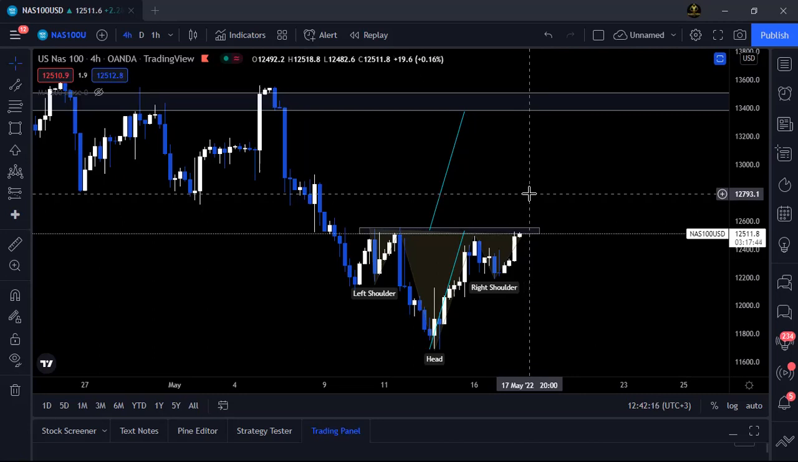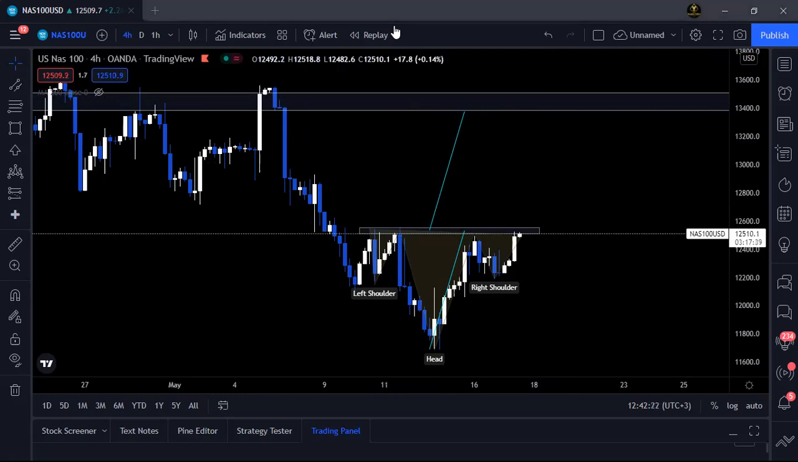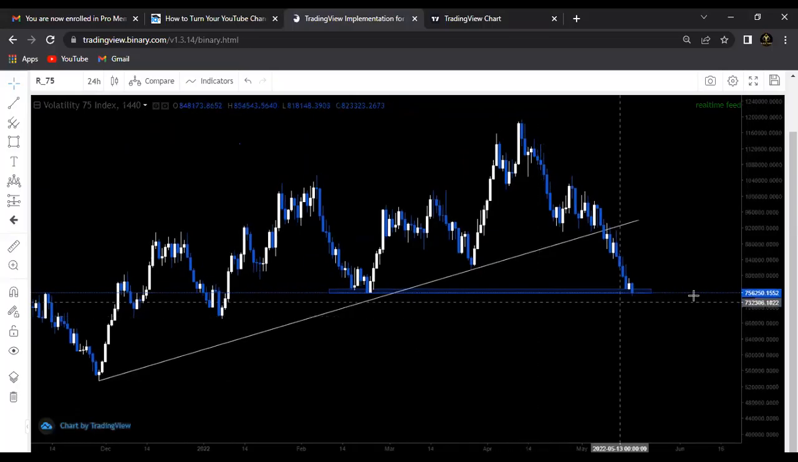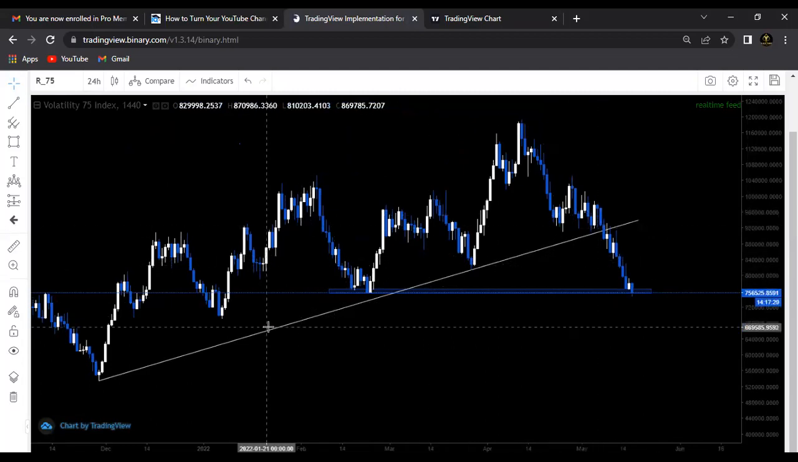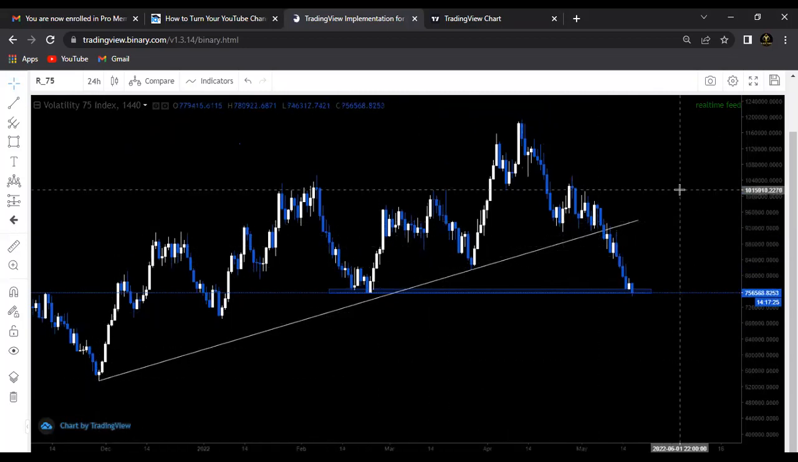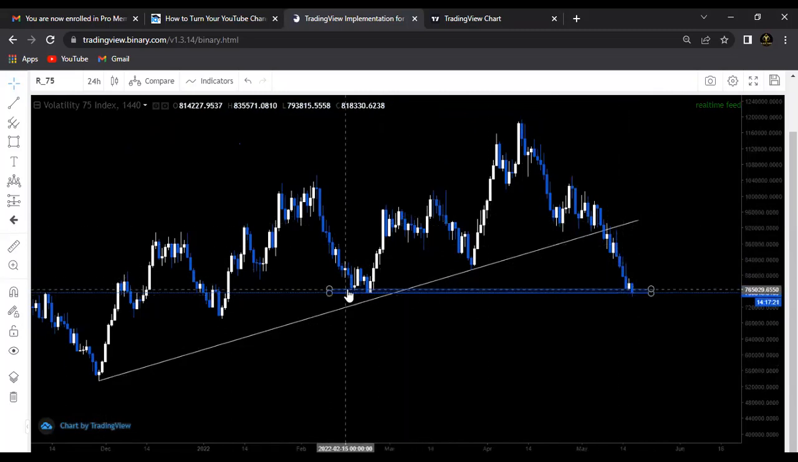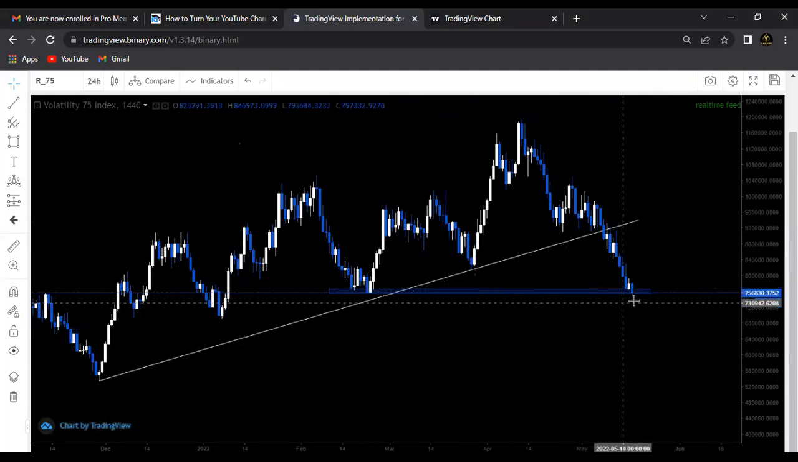And speaking of Volatility 75, let's dive right into that. I know most of y'all might have been waiting for this. Right here, Volatility 75 trading strategy. So on Volatility 75, you can see here prices broke this ascending trend line with bearish momentum, kicking all the way to this support area. Right now, prices are on this support area.